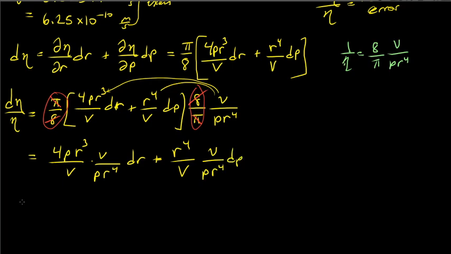I need the space over there, so let's write it over here. Notice what happens. We have v divided by v is 1, so the v's cancel, the p's cancel, and 3 of the r's cancel. So I think we have 4 over r times dr, or better yet, 4 times dr over r. And then for the second term, again the v's cancel, and here the r to the 4 cancels, and we just get dp over p.